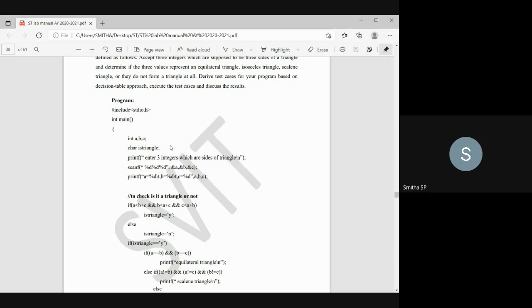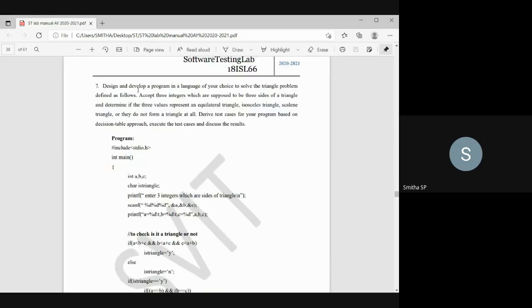Next, what is the question that has been asked? Accept the three integers, that is done, which represent the three sides of a triangle. And next, determine if the three values represent an equilateral triangle, isosceles triangle, or scalene triangle. Now your job is to identify which type of triangle it is. And with the continuation of that question, they said or they do not form a triangle at all, that you have to determine.